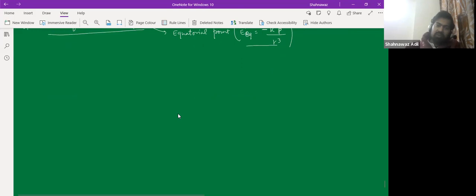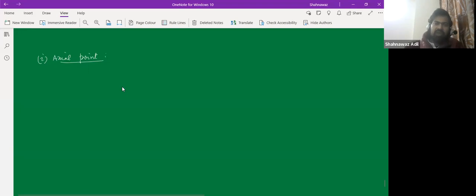Now we have to prove this thing, and this derivation is pretty much important. So let us derive. So we have a dipole. Let us first prove the axial one. So at an axial point, let us prove that. So this one is a pretty simple one.